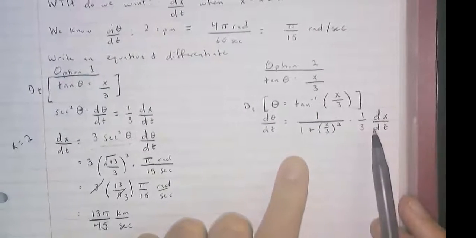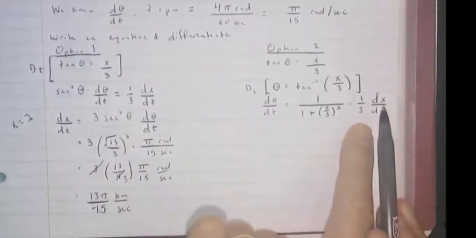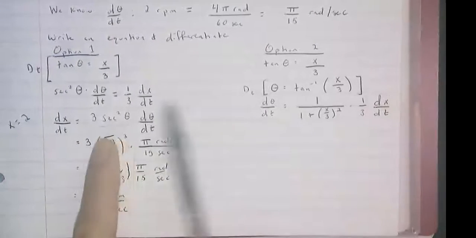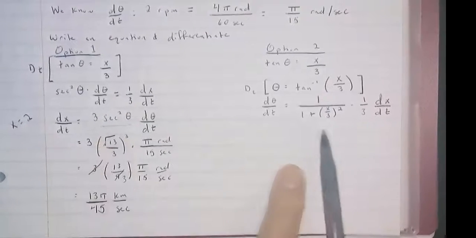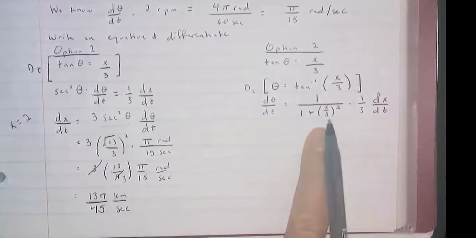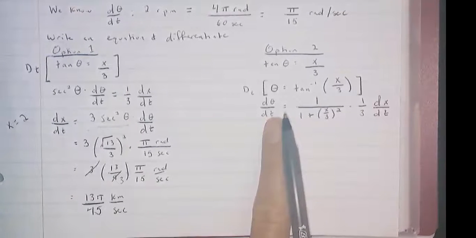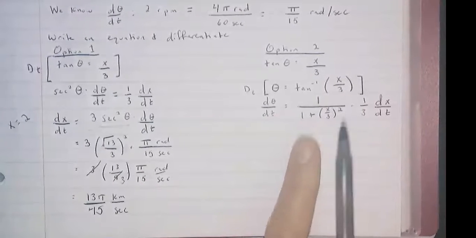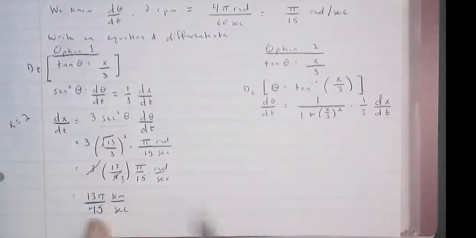Okay, so now we have a way to define dx dt that does not force us to do any right triangle trig. We just have to plug in our value for x, plug in our value for d theta dt, and we should be in business. We should hopefully get to the same spot as we got here, or otherwise that's concerning.